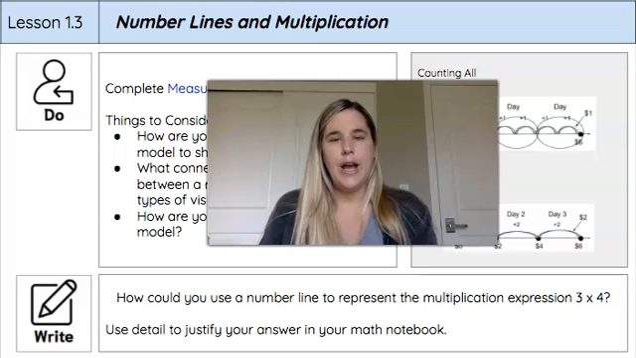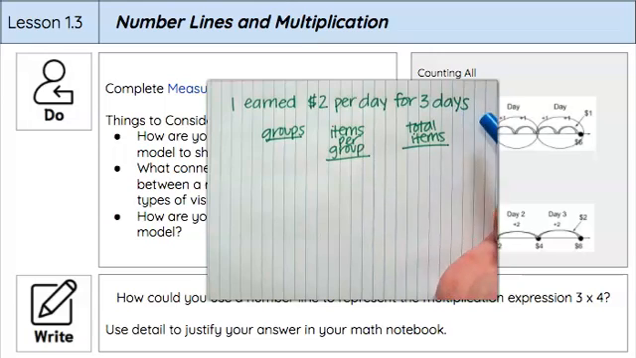Today we're going to learn how to represent multiplication using a number line. Let's look at this situation. I earn $2 per day for 3 days.